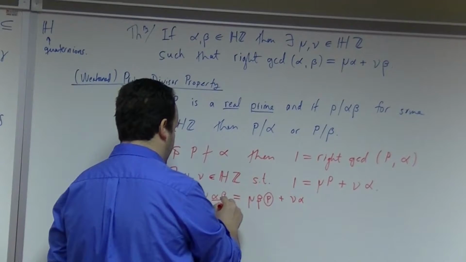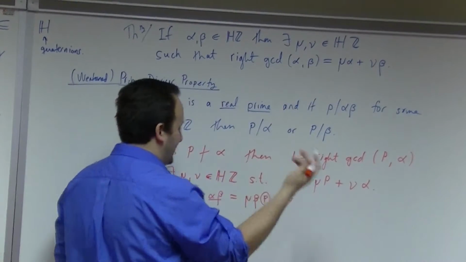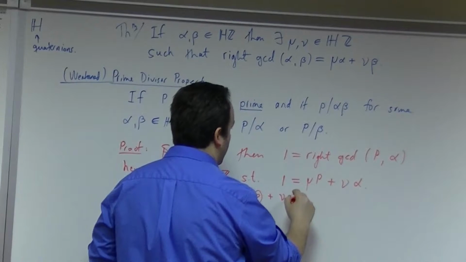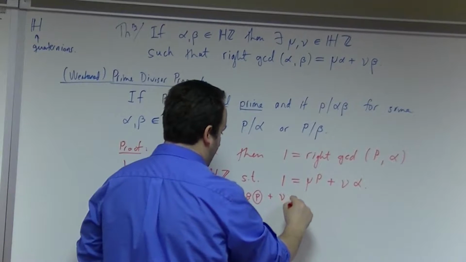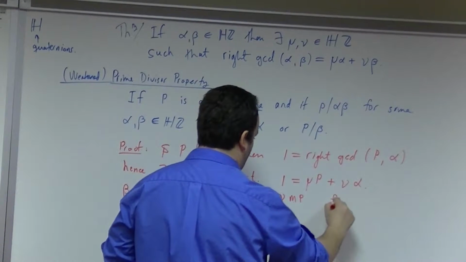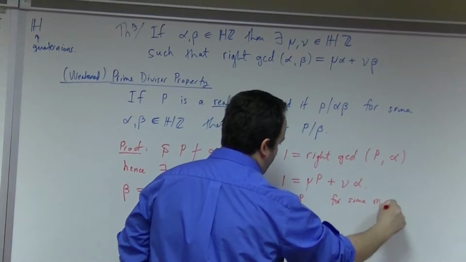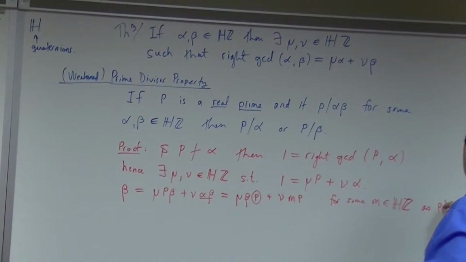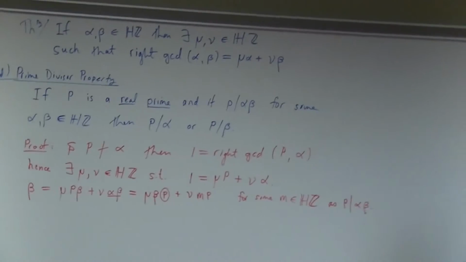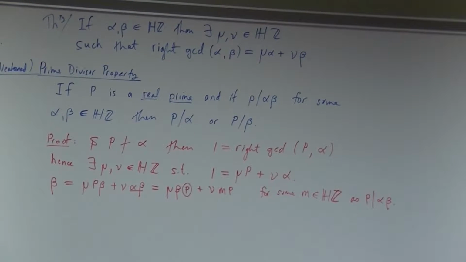So I can trade my alpha beta for something. Let's say m. P divides alpha beta, which means that alpha beta is equal to m times P, right? For some m in the Hurwitz integers. Sorry, that way. As P divides alpha beta, we'll assume. Yeah. You're right. I was about to assume that P divides beta, which would be kind of bad form because that's what we're trying to prove.